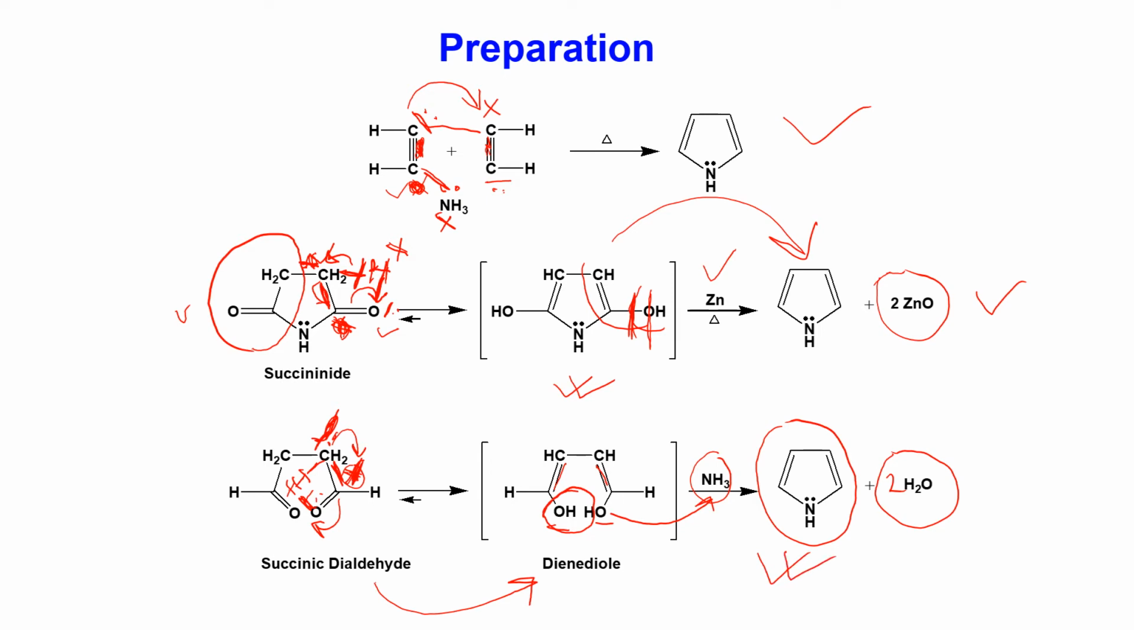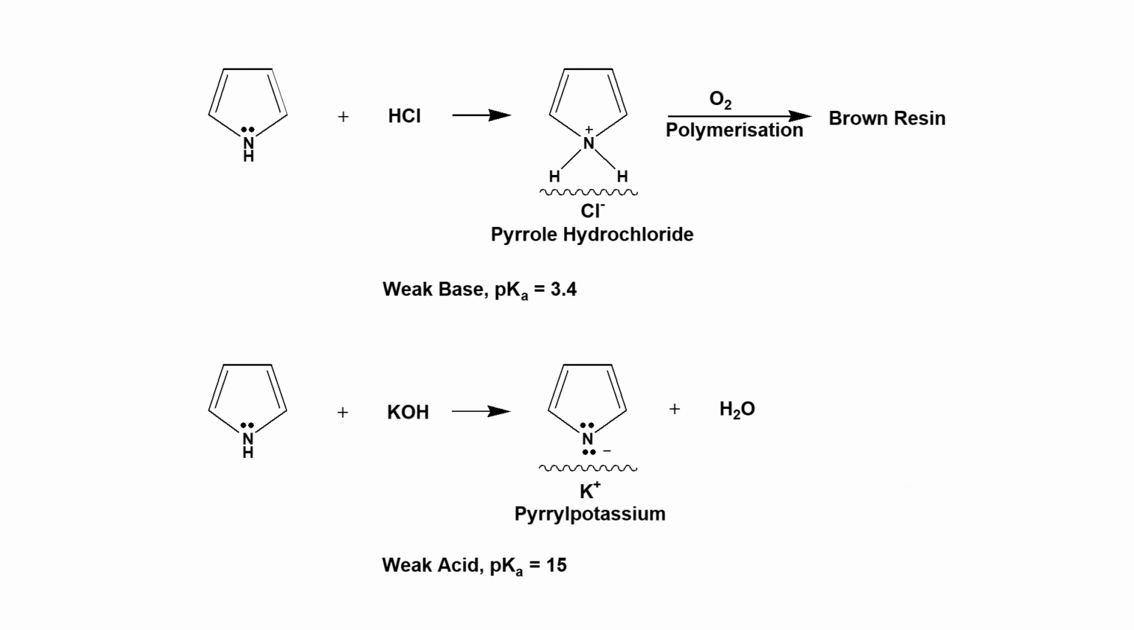So using these 3 methods we can prepare pyrrole in the laboratory as well as commercially, but for commercial preparation this method is preferable. Now about the properties of pyrrole. Pyrrole is a nitrogen containing heterocyclic compound, but it behaves as a weak base as well as a weak acid.